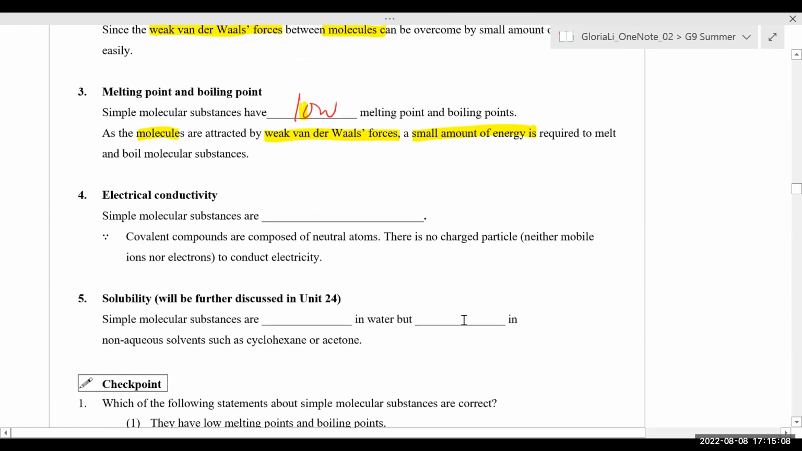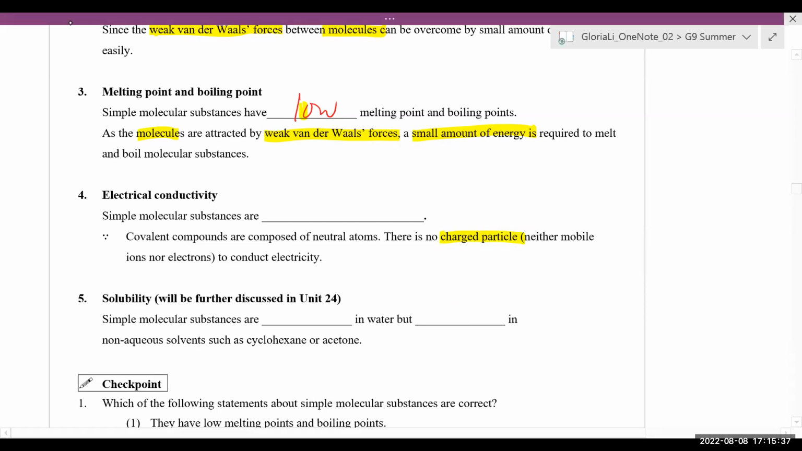Point 4, it's about electrical conductivity. In the previous part, for ionic compounds, we know that when ionic compounds become molten or in aqueous solution, the ions become mobile. Once you have charged particles, that is an important word, just like ions and electrons, then the substance can conduct electricity.